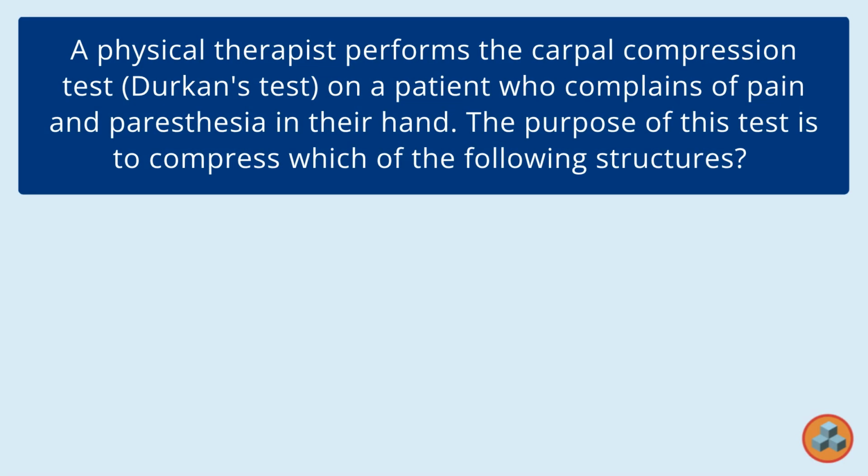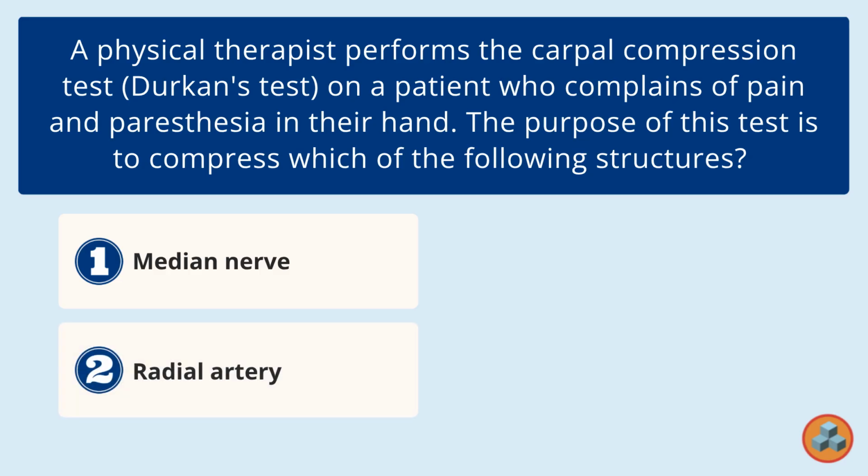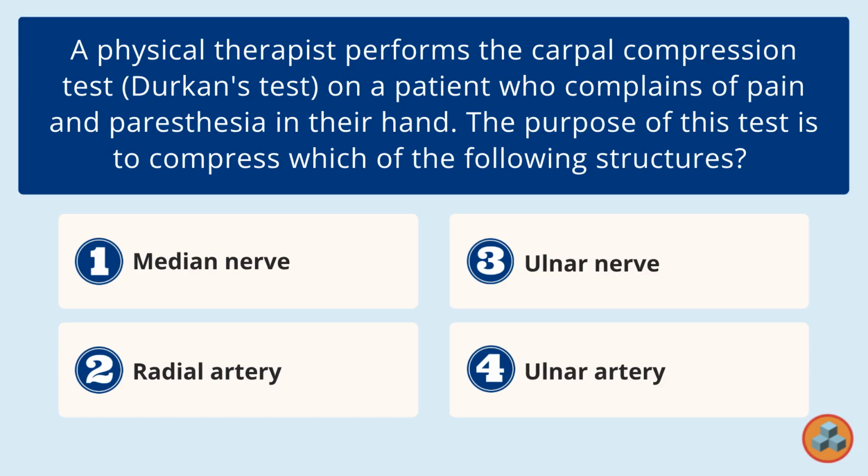A physical therapist performs the carpal compression test, Durkan's test, on a patient who complains of pain and paresthesia in their hand. The purpose of this test is to compress which of the following structures? Option 1, median nerve. Option 2, radial artery. Option 3, ulnar nerve. Option 4, ulnar artery.